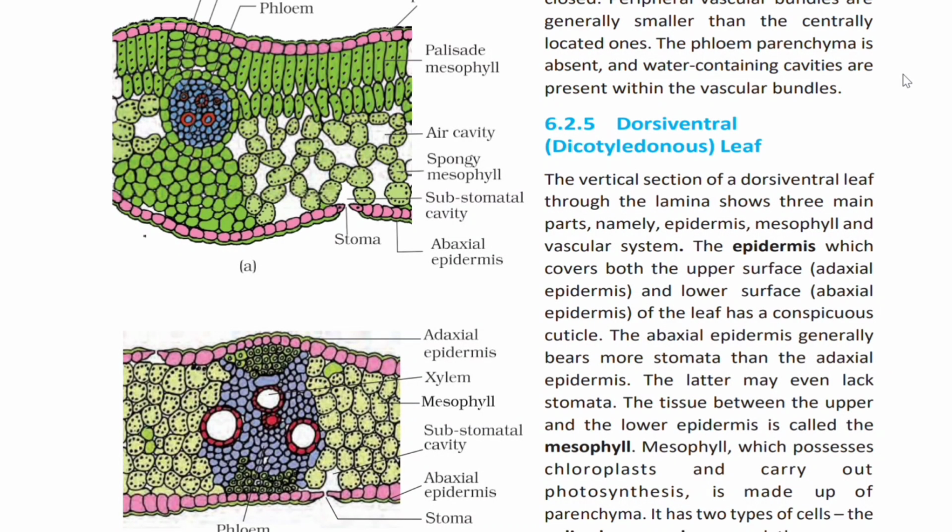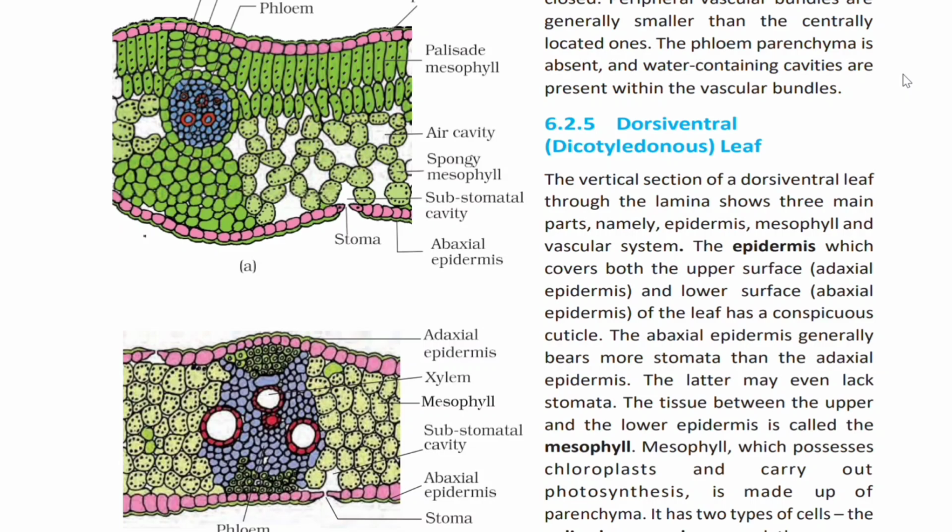The vertical section of the dorsiventral leaf through the lamina shows 3 main parts, namely epidermis, mesophyll and vascular system. The epidermis, which covers both the upper surface, that is adaxial epidermis, and lower surface, that is abaxial epidermis, of the leaf, has a conspicuous cuticle. The abaxial epidermis generally bears more stomata than the adaxial epidermis. The latter may even lack stomata.